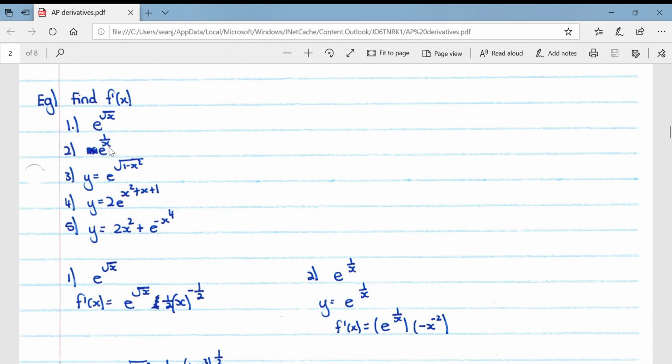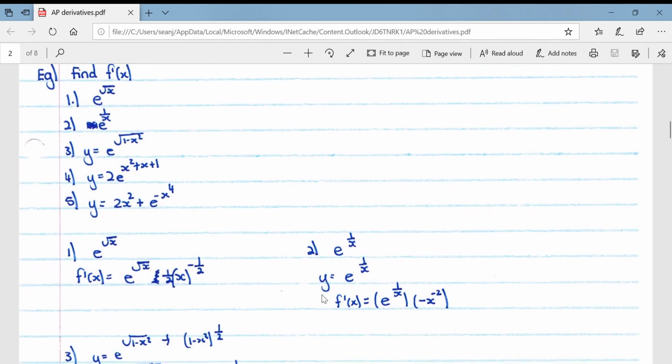Then the derivative of e to the 1 over x, it's very simple. We're taking the derivative of e to the 1 over x, leave that the same, multiplied by the derivative of the exponent. Flip the x up into x to the minus 1, jump the minus 1 down, which gets us that minus, then minus 1 gives us the minus 2.